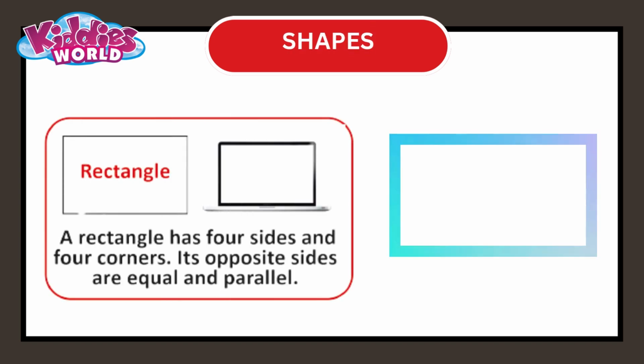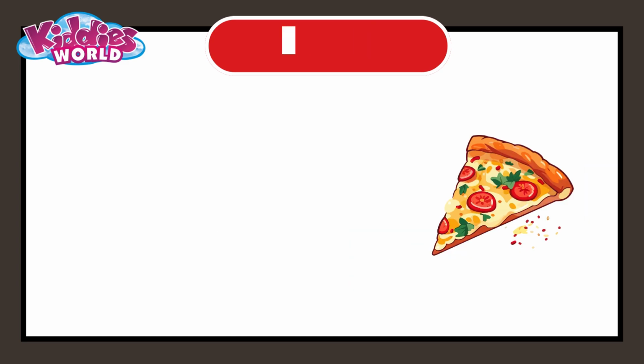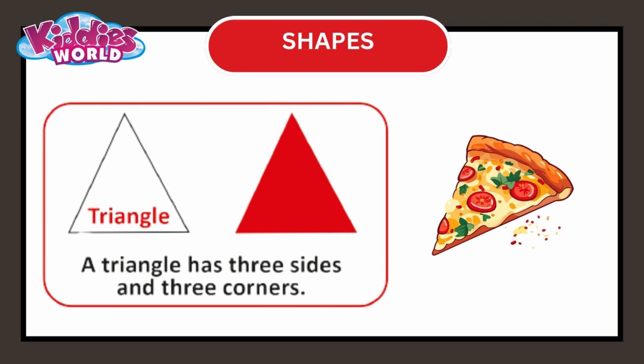Here's the rectangle. It has 4 sides and 4 corners, just like a square, but its opposite sides are equal and parallel. Look at this laptop screen. It's rectangular in shape. Now, let's talk about the triangle. A triangle has 3 sides and 3 corners. A slice of pizza is a yummy example of a triangle.